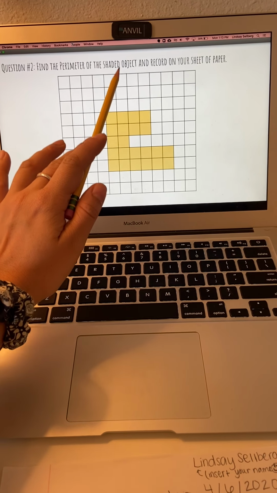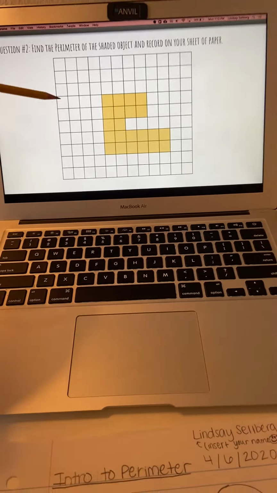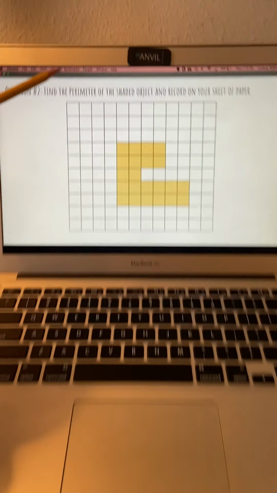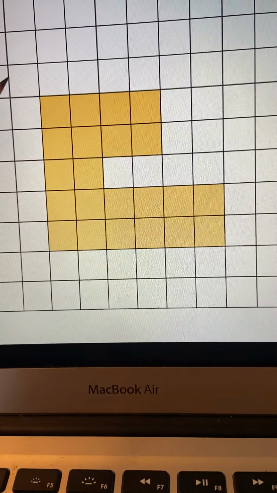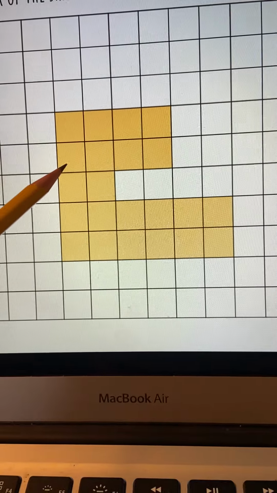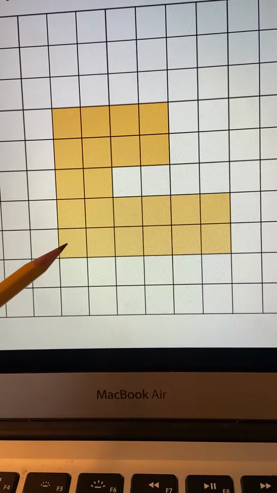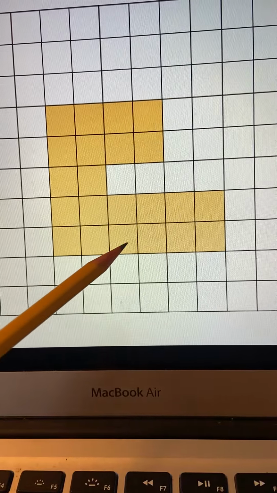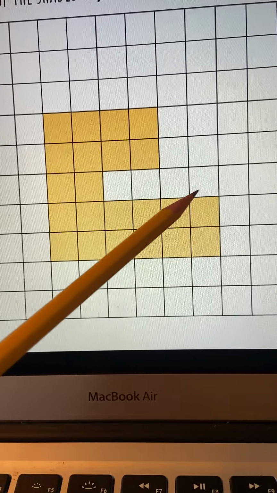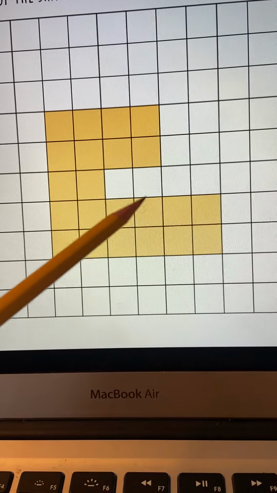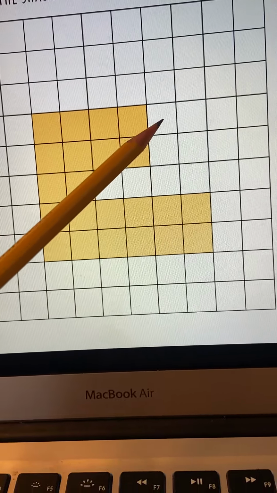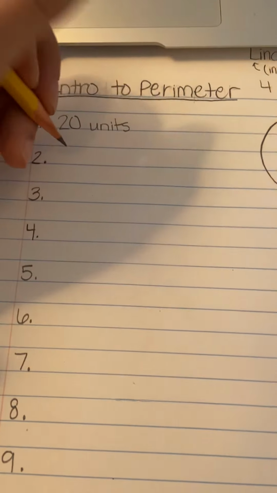Find the perimeter of the shaded object and record on your sheet of paper. Okay, this one's tricky. We still have to count the outside, so I'm going to have to count all the way around. All right, ready? 1, 2, 3, 4, 5, 6, 7, 8, 9, 10, 11, 12, 13, 14, 15, 16, 17, 18, 19, 20, 21, 22, 23, 24, 25, 26. So my answer is 26 units.